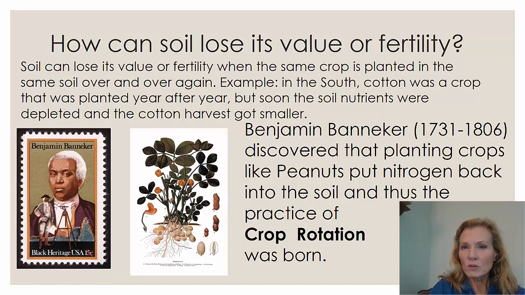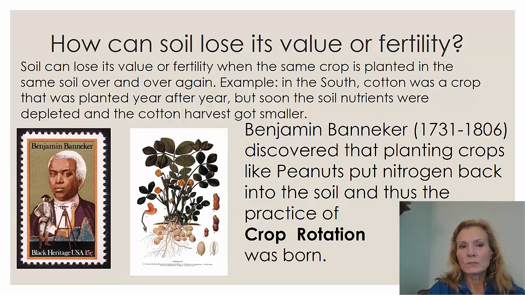So how can soil lose its value or fertility? Well, when the same crop is planted in the same soil over and over and over again, the soil loses or becomes depleted. It loses its minerals. It loses its fertility. For example, in the South, back in the day, cotton was a crop that was planted year after year, and soon the soil nutrients for cotton were depleted. The cotton crop got smaller and smaller.